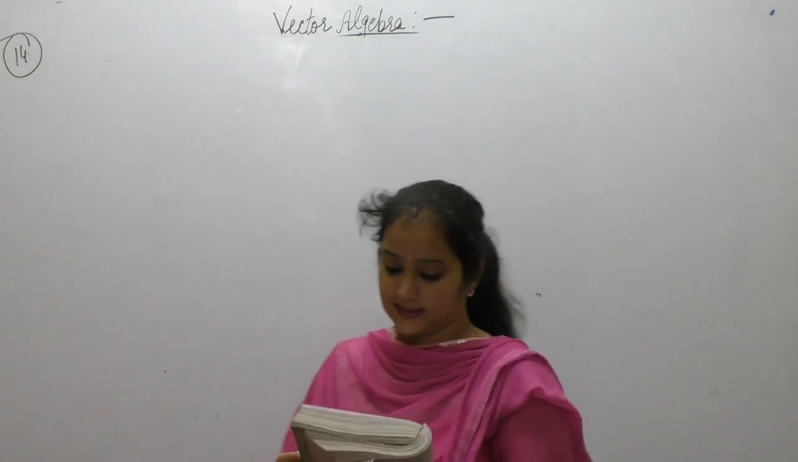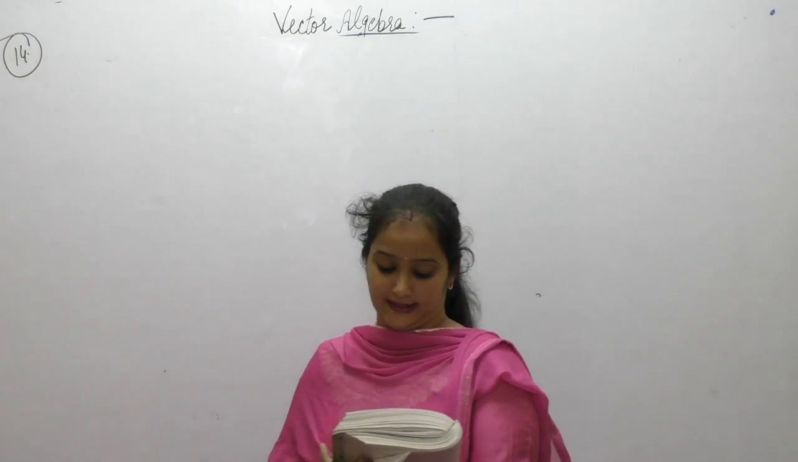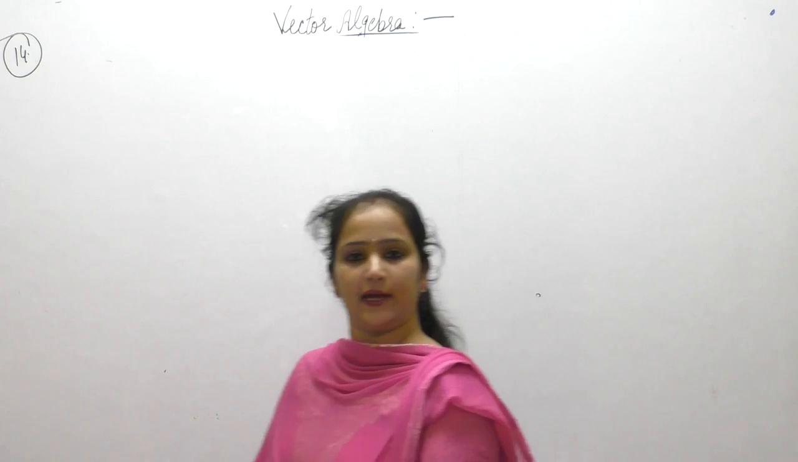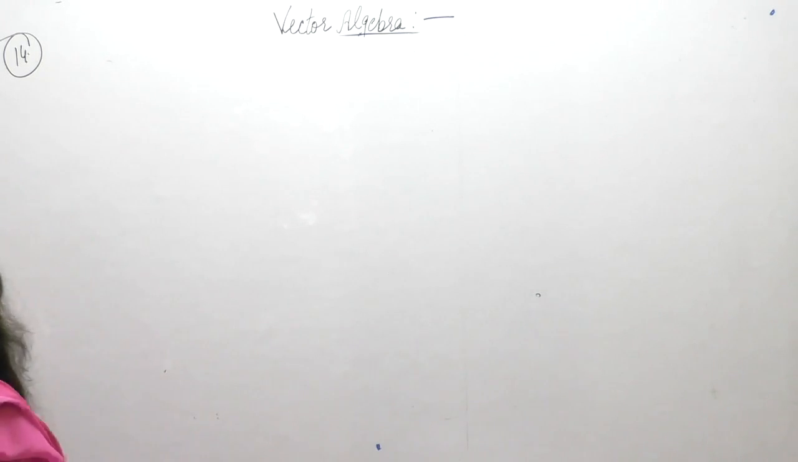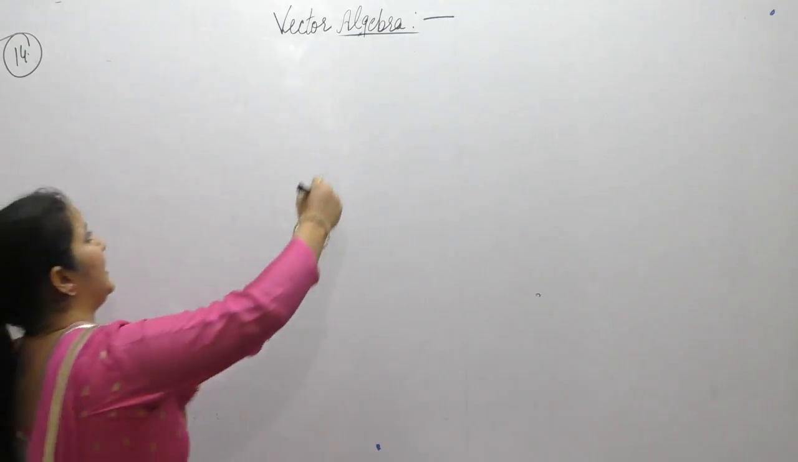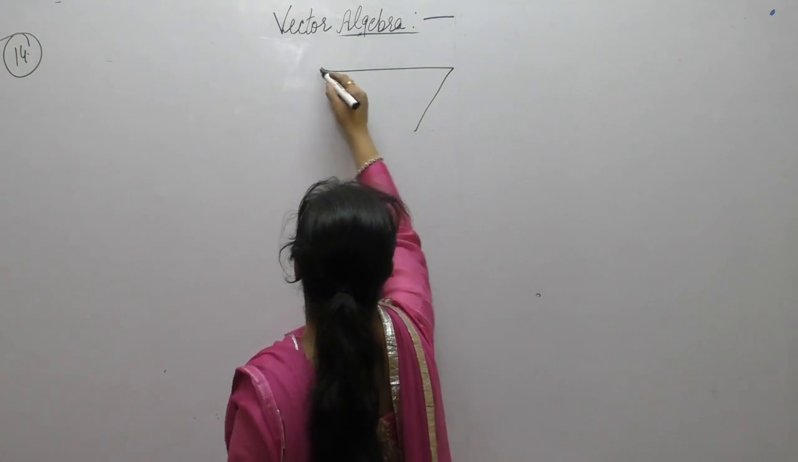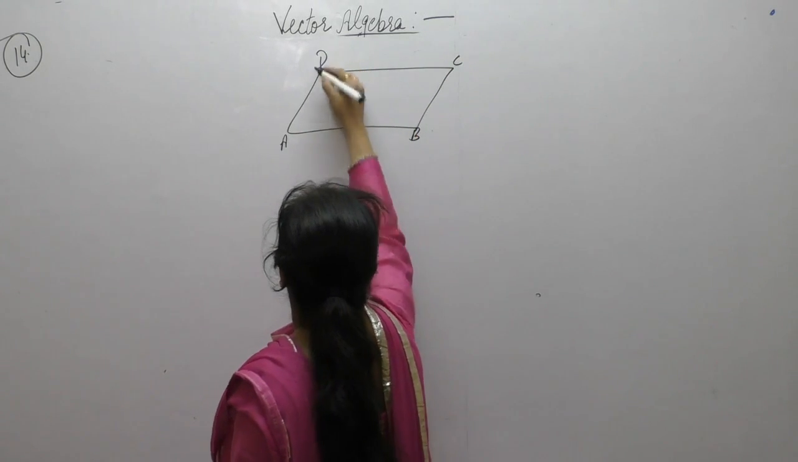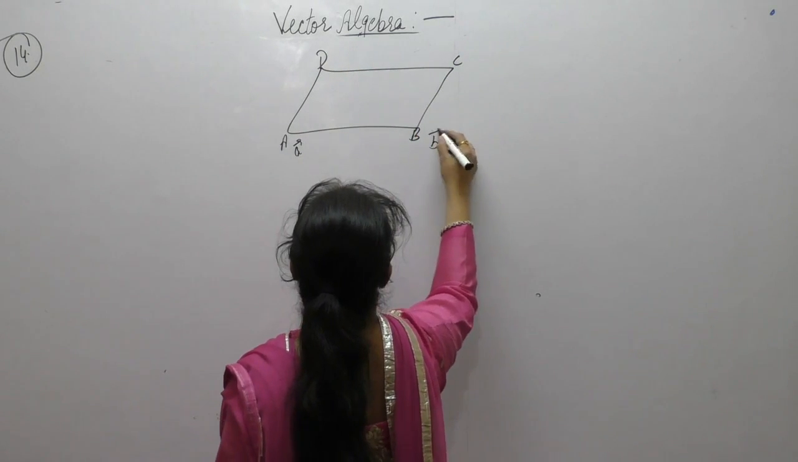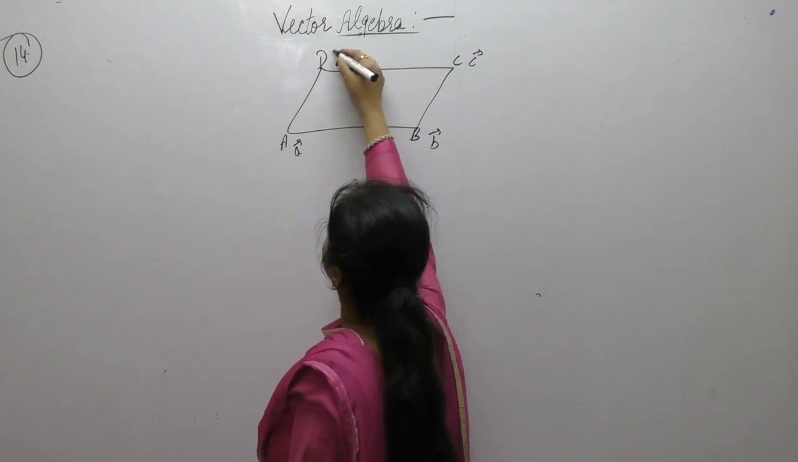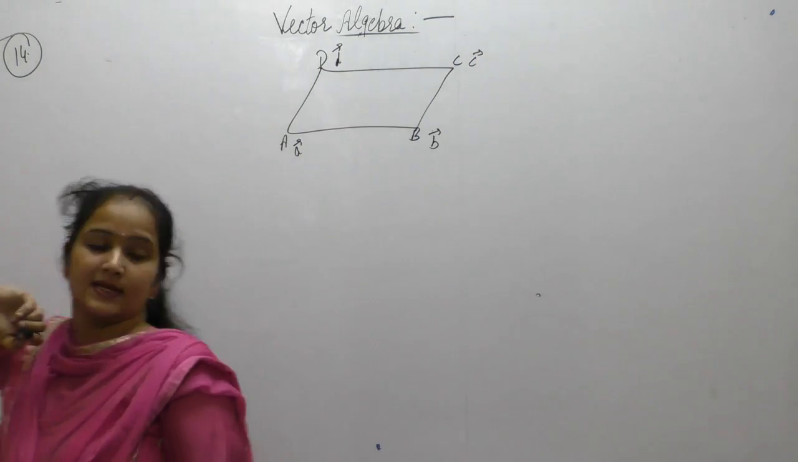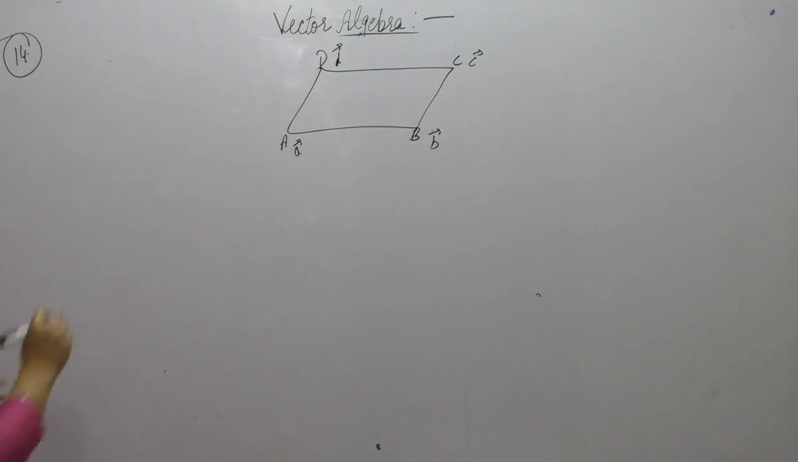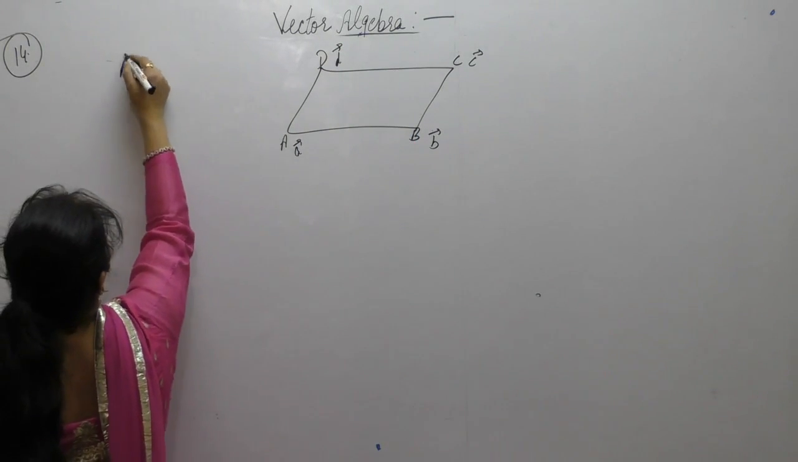Proof using vectors: the diagonals of a quadrilateral bisect each other if and only if it is a parallelogram. Let us assume that ABCD is a parallelogram with position vectors A vector, B vector, C vector and D vector. Since it is a parallelogram, opposite sides of a parallelogram are equal.